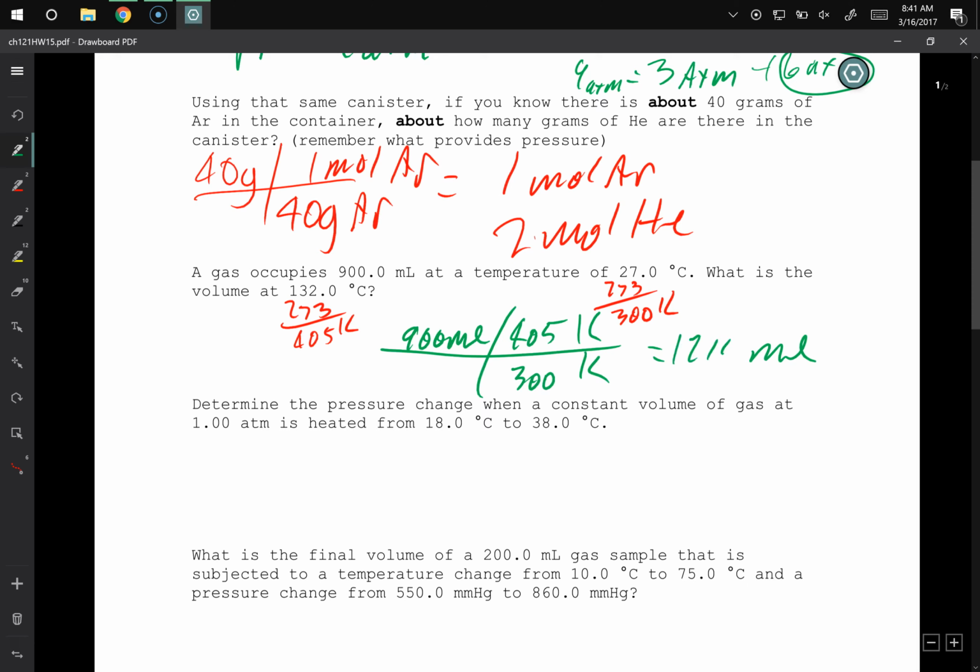I've got 1215, and it looks like 1220 milliliters for sig figs.